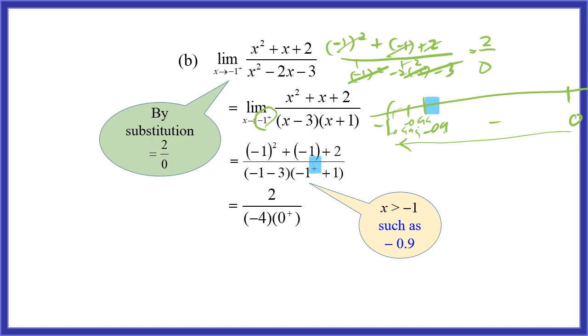So 2 divided by negative 4 multiplied by 0 positive. So what is multiplication of negative 4 with the positive 0? This multiplication with negative 4 will affect the sign of 0. So 0 positive, it's a positive number, but because we are multiplying with a negative number here, the 0 will be negative. It's still 0 because any number multiplied by 0 will be 0, but it's not positive anymore. So the answer will be negative infinity.